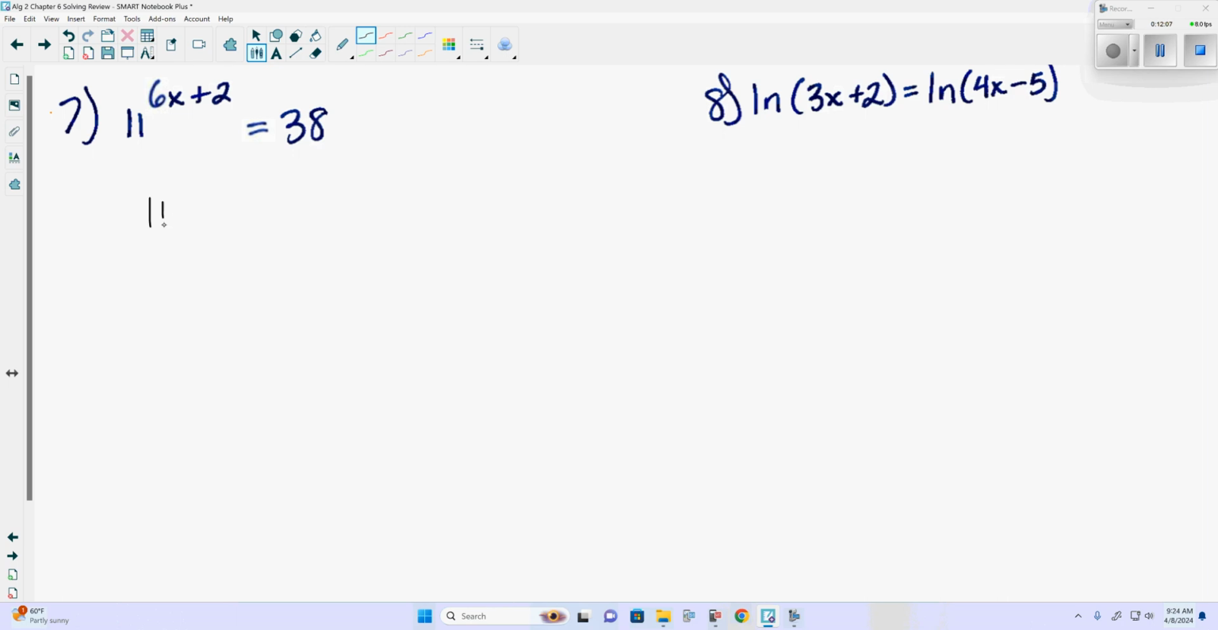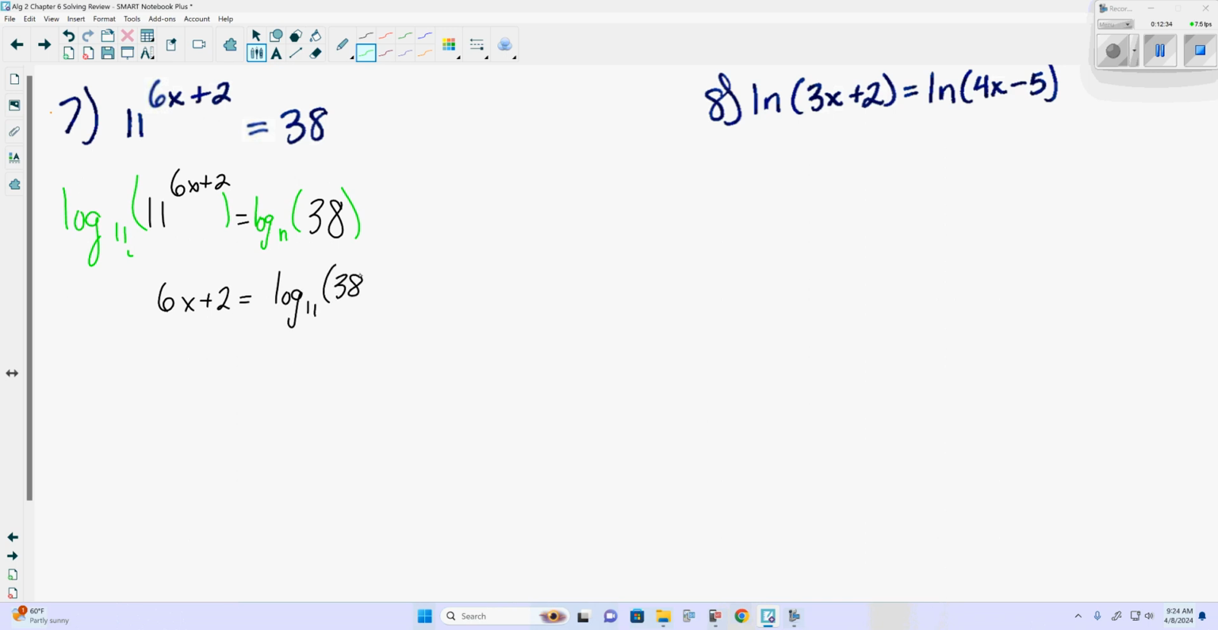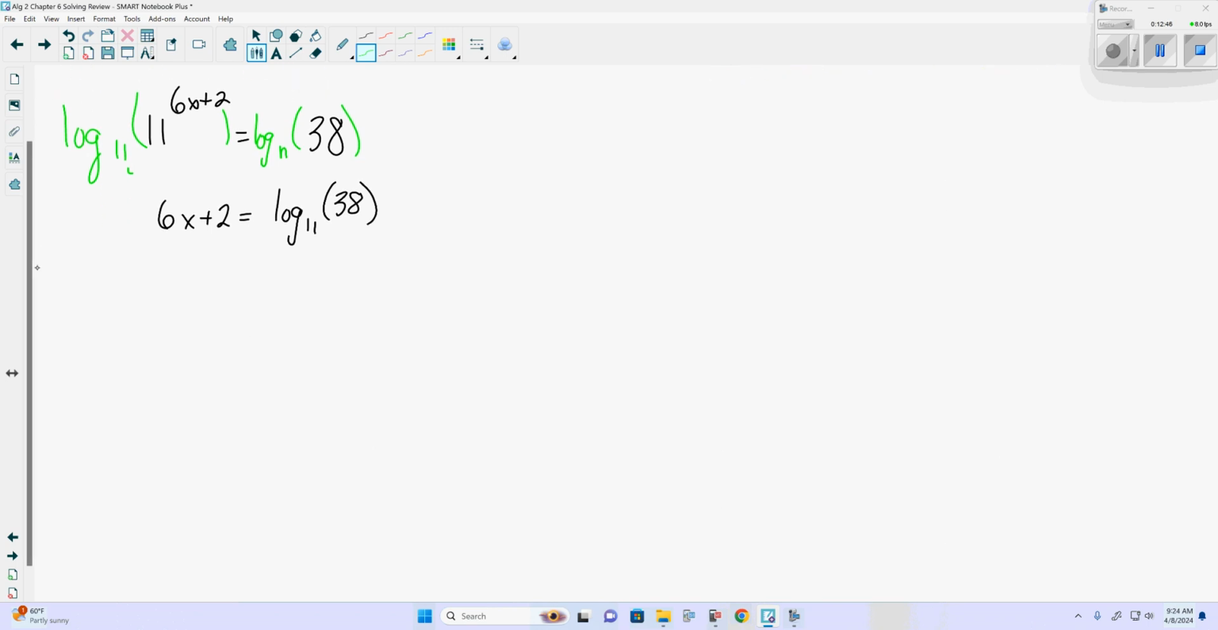Let's look at number 7. Well, our number that has the variable in the exponent is already by itself, yes? So what are we going to do? We're going to apply log base what? 11 to both sides. Log base 11 of 11 to the 6x plus 2 gives 6x plus 2. Well, log base 11 of 38 is not going to be any nice number, because 11, 121 going on. So we're going to leave it. Questions on this here?